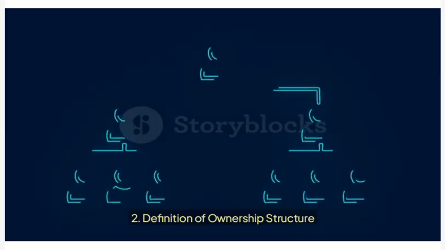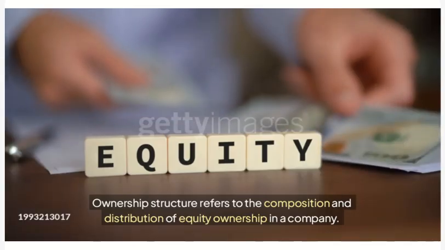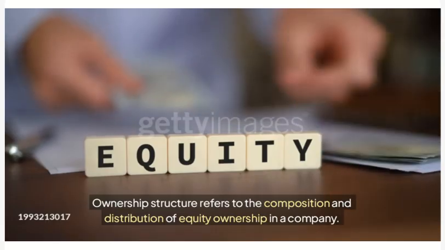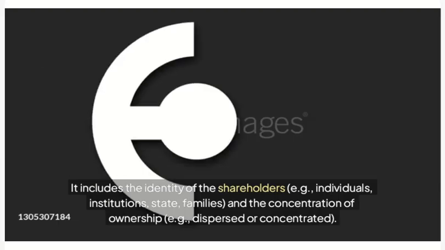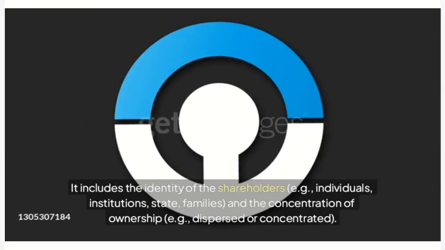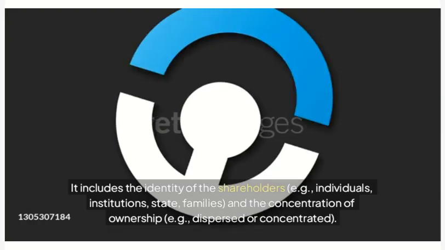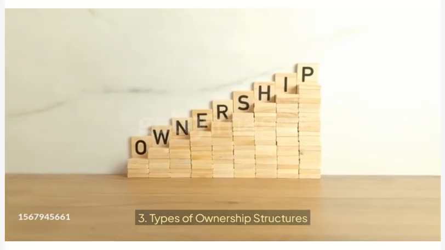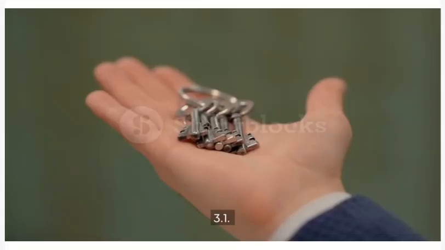2. Definition of ownership structure. Ownership structure refers to the composition and distribution of equity ownership in a company. It includes the identity of the shareholders, for example, individuals, institutions, state, families, and the concentration of ownership, for example, dispersed or concentrated. 3. Types of ownership structures.